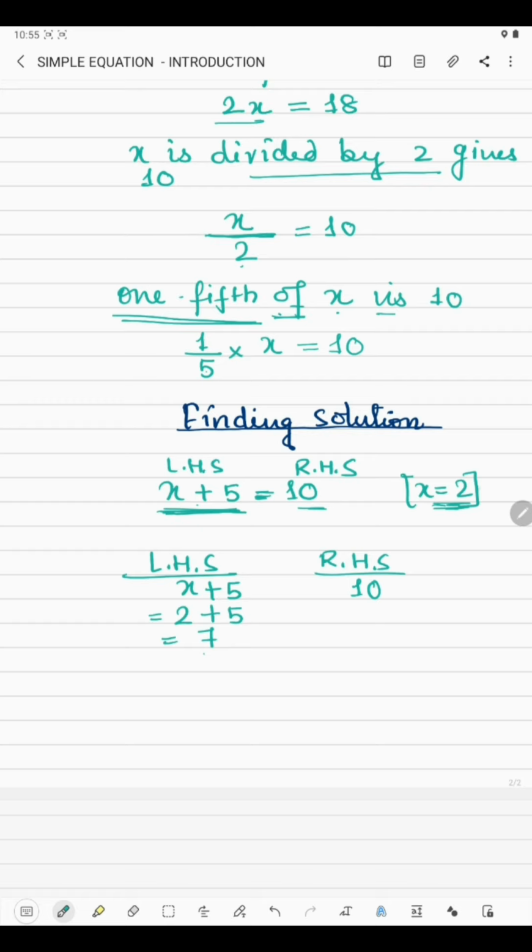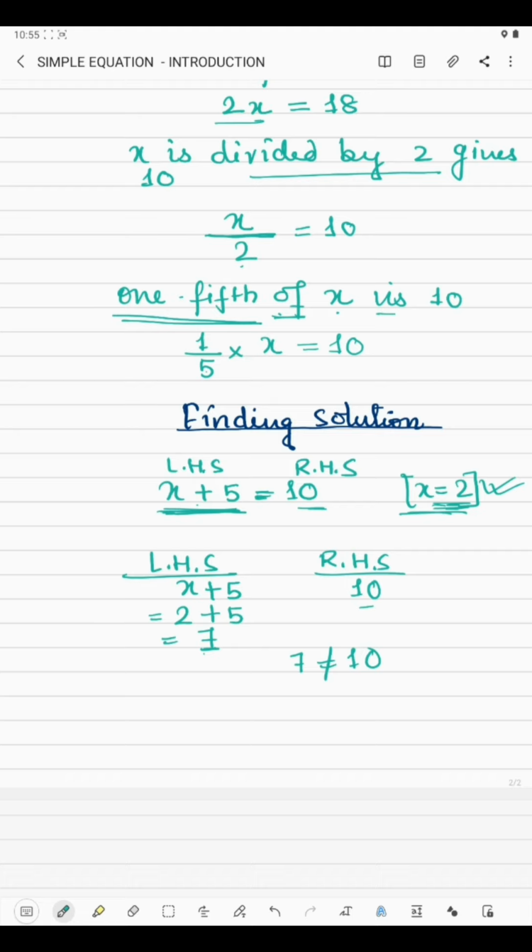So that means the value which is given is not the solution of the given equation. If the value of x is 2 here, then 7 is not equal to 10, so the value of x, this is not the solution of the given equation.